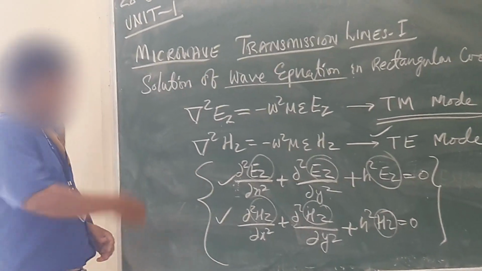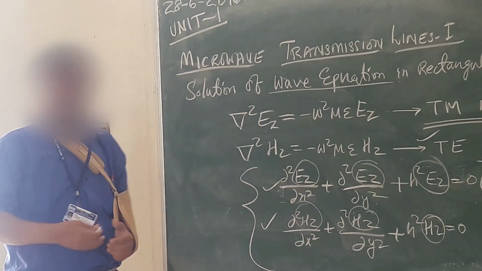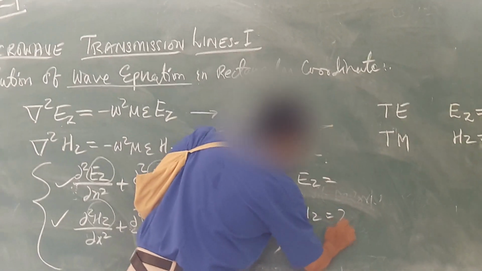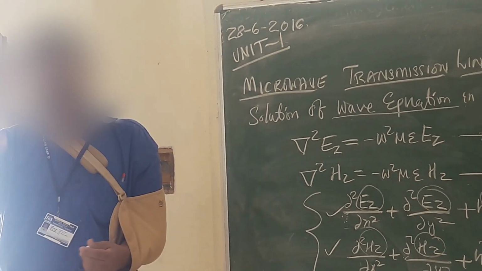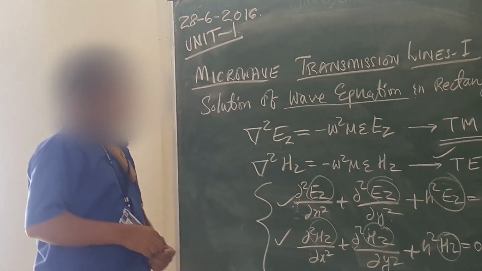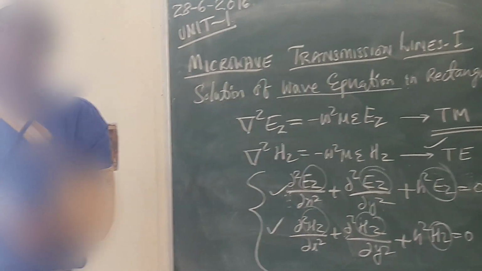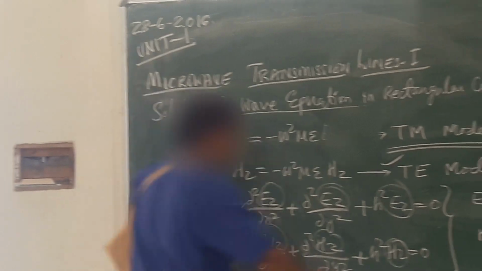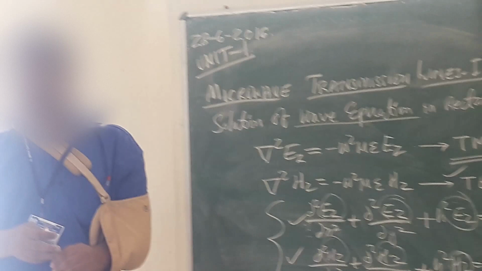So you can get the value of your Ez component and the value of your Hz component. Solving this first equation you can get the values. Okay, so Ez component and Hz component. Now we have got the value of your Ez component and Hz component. Next, what is our requirement? Next is that we have to find the value of your Ex component, Ey component, Hx component and Hy component in terms of your Ez and Hz. That is only our requirement.